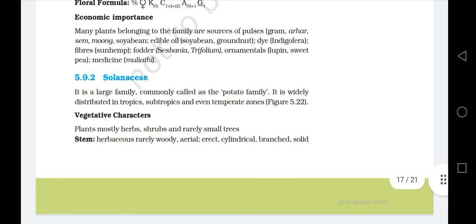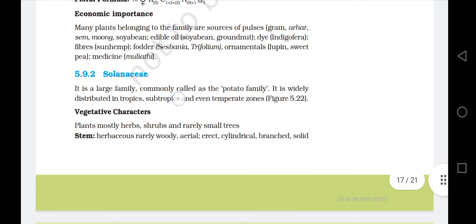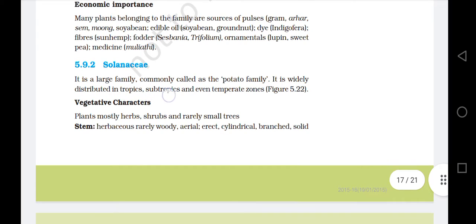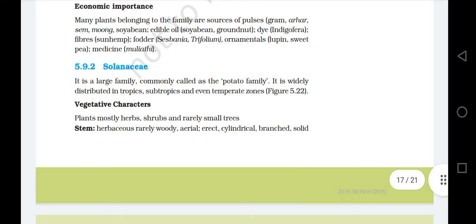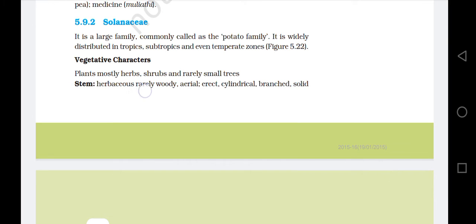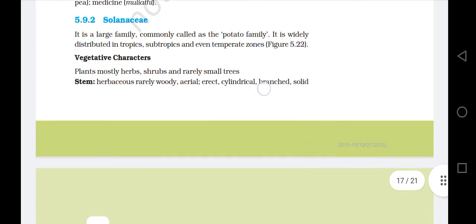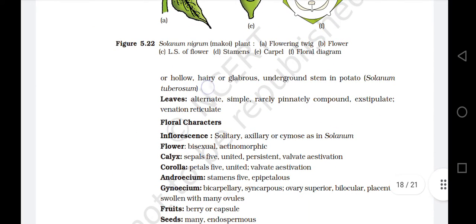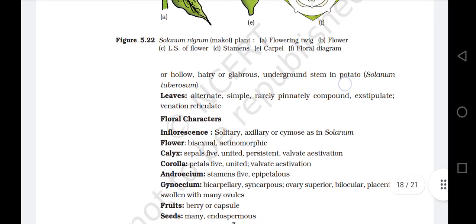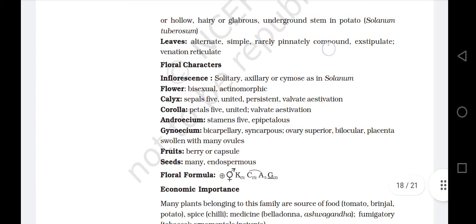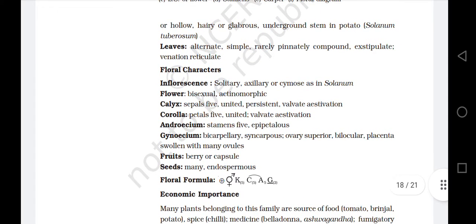5.9.2 Solanaceae. It is a large family, commonly called the potato family. It is widely distributed in tropics, subtropics, and even temperate zones. Figure 5.22. Vegetative characters: plants mostly herbs, shrubs, and rarely small trees. Stem herbaceous, rarely woody, aerial, erect, cylindrical, branched, solid or hollow, hairy or glabrous; underground stem in potato, Solanum tuberosum. Leaves alternate, simple, rarely pinnately compound, exstipulate, venation reticulate.